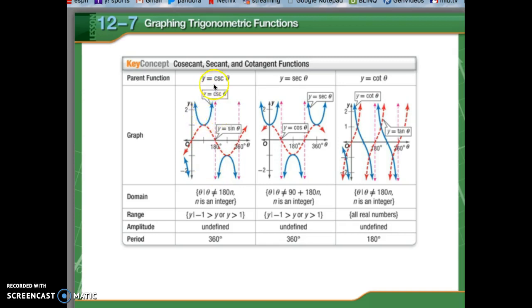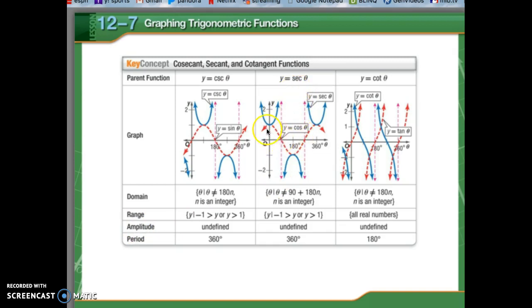Notice how the cosecant function has an asymptote every 180 degrees, because where the sine is 0, the reciprocal of 0 would be 1 over 0, which is undefined, so that makes the asymptotes for the cosecant function. There is no amplitude for the inverse functions, the reciprocal functions.